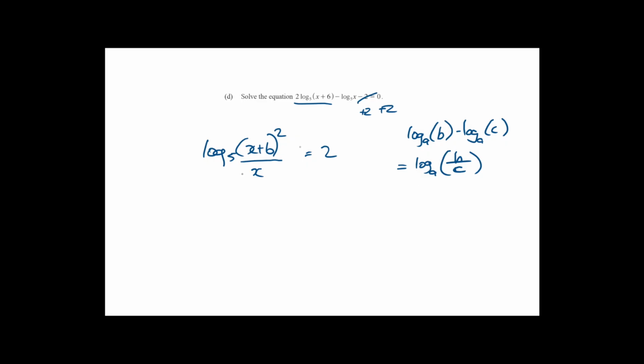Okay, now what do we want to do? Well, we want to exponentiate everything. So I'm going to raise 5 to the power of this equals 5 to the power of this. The log base 5 and the raising to the power cancel each other out, and that should be a 6, not a b. So we get x plus 6 squared over x equals 5 to the power of 2, which is 25.